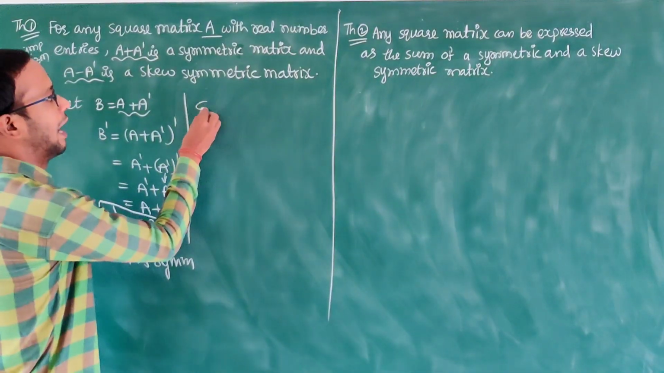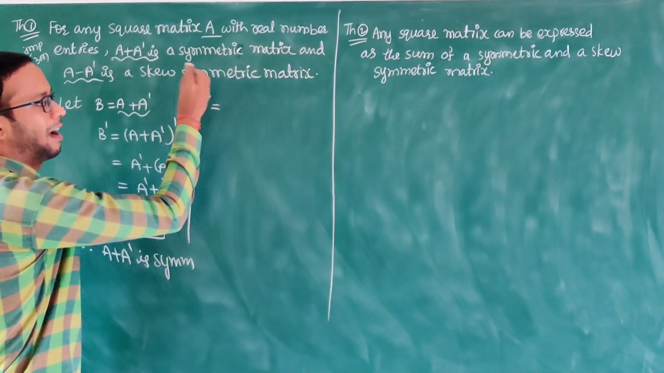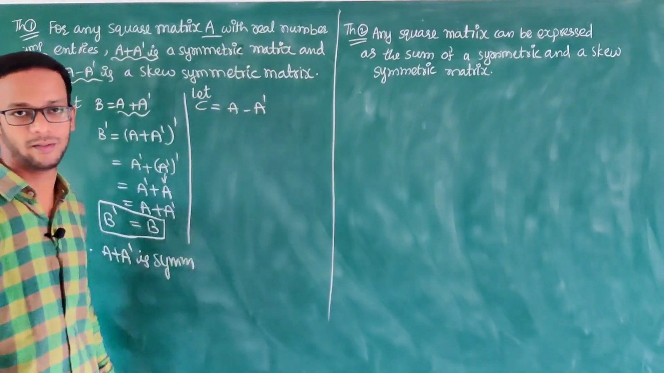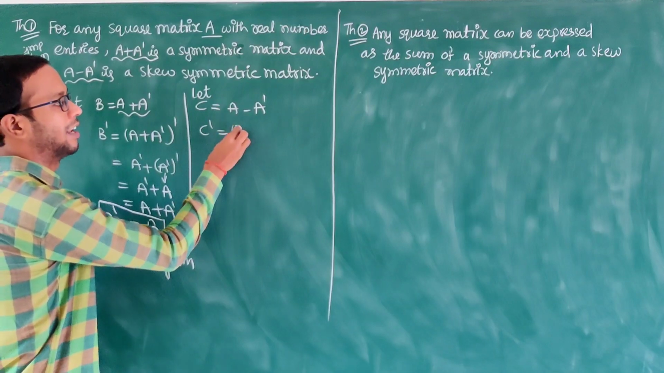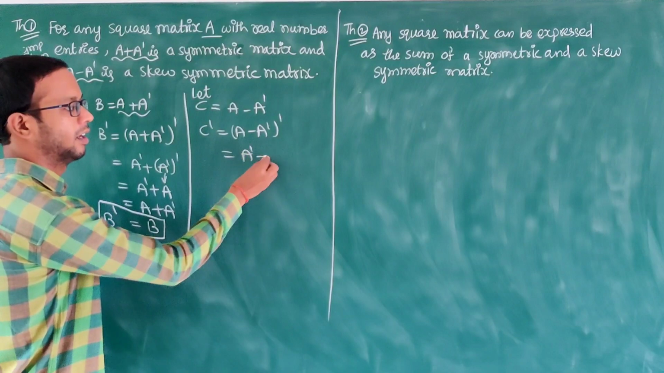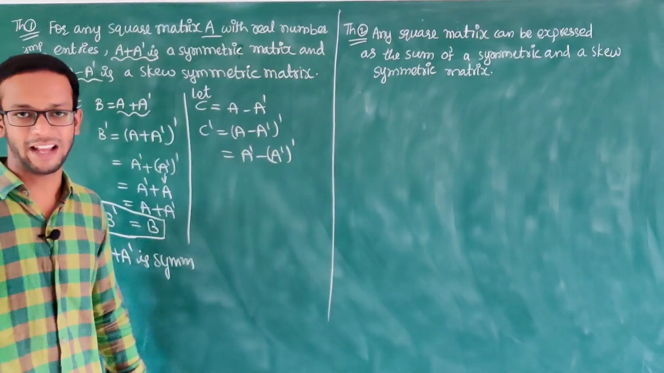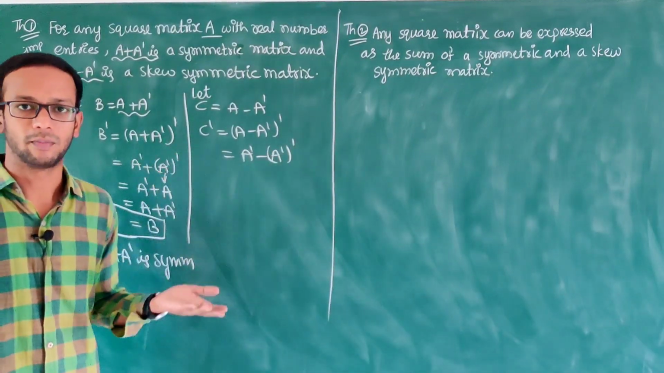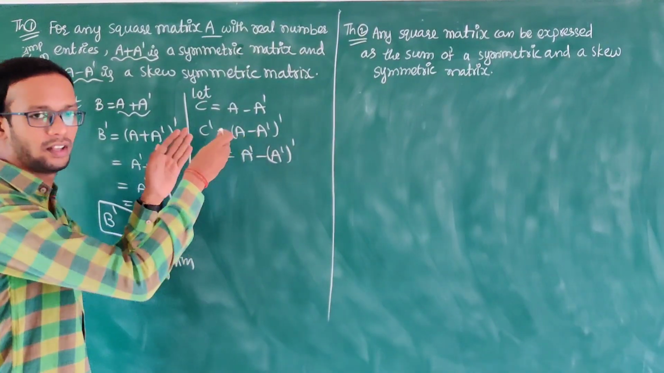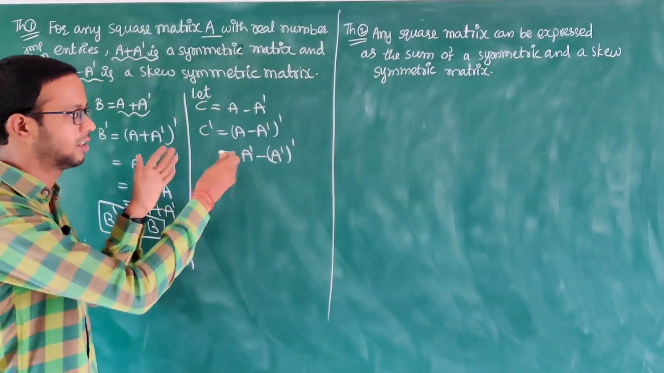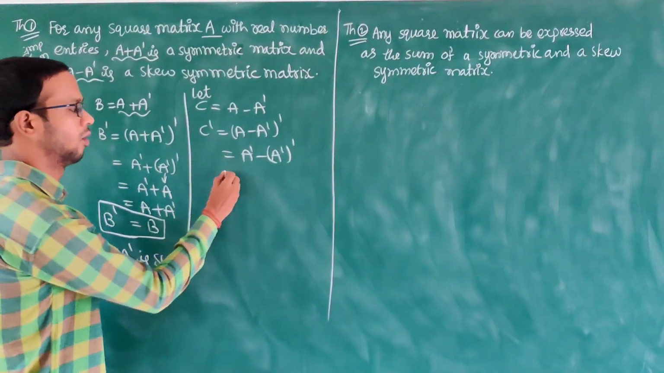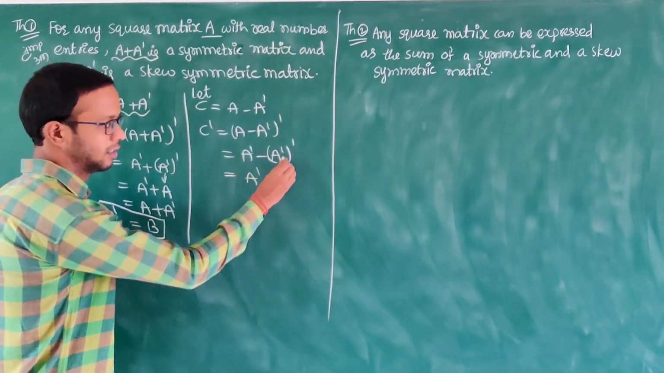Next, I am taking C. Let capital C be the matrix A minus A dash. Applying transpose on both sides, (A dash) minus (A dash) whole dash. Just as for plus, the property holds for minus also. If there is a multiplication, we write it in reverse, but that is of no use here. A dash minus this one is A.